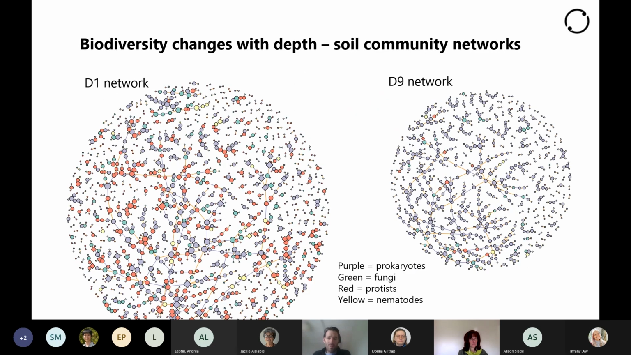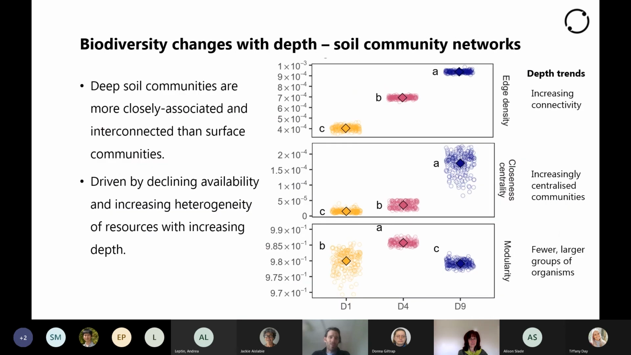Another way to look at biodiversity is through co-occurrence networks, which tell us something about how communities are organized or structured. This shows networks from the topsoil and the deep soil. The topsoil network is clearly bigger and contains a wider variety of taxonomic groups than the deep soil network, which is dominated by bacteria. However, looking at this doesn't really tell us that much about how the network is organized. So instead, we used some statistical methods to analyze the structure of these networks.